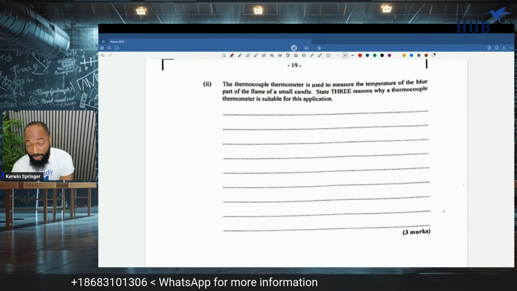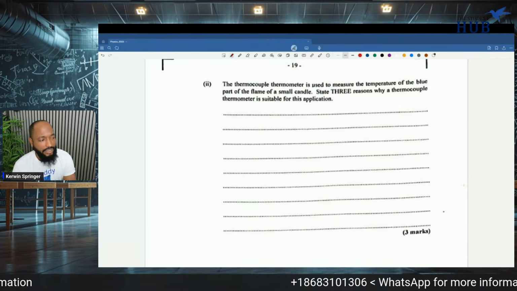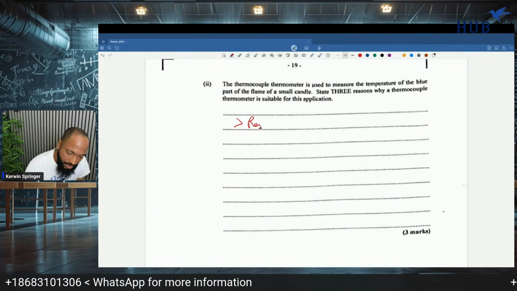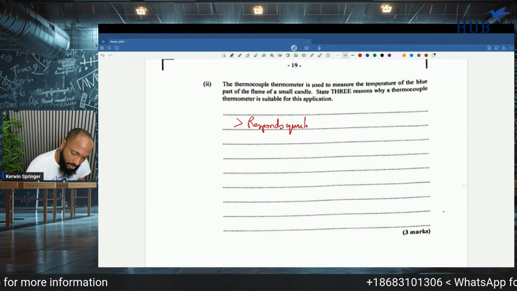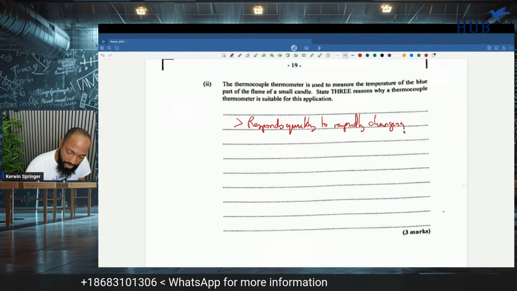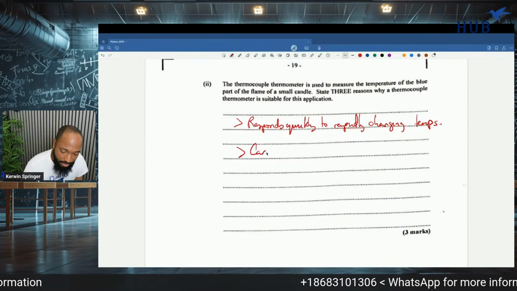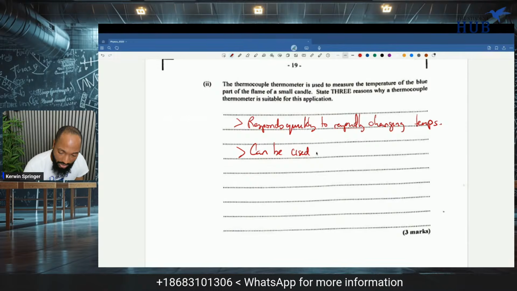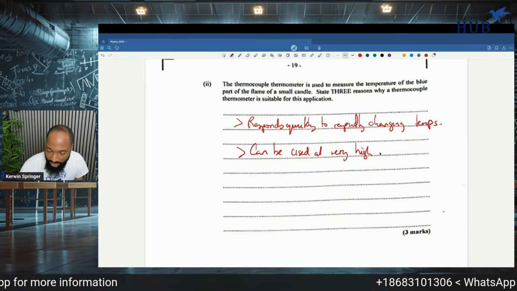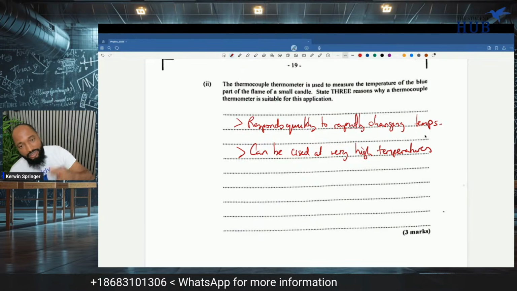So one of the advantages of the thermocouple is that it's accurate. How would you state that? It responds quickly to rapidly changing temperatures. That's proper thermocouple language. It can be used at very high temperatures. That's thermocouple language again. You can't put your bulb thermometer in 1500 degree temperatures. You're not going to put your little lab thermometer in.